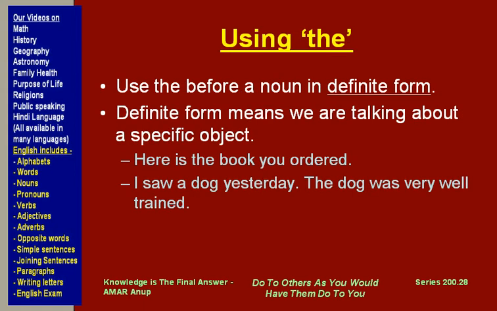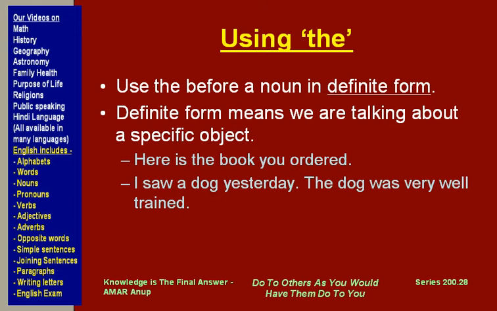We use the before a noun in definite form. What is a definite form? Definite form means we are talking about a specific object. We are talking about a specific noun. A noun about which the person who is expressing or talking and the person who is listening or reading, they are both aware of that noun.